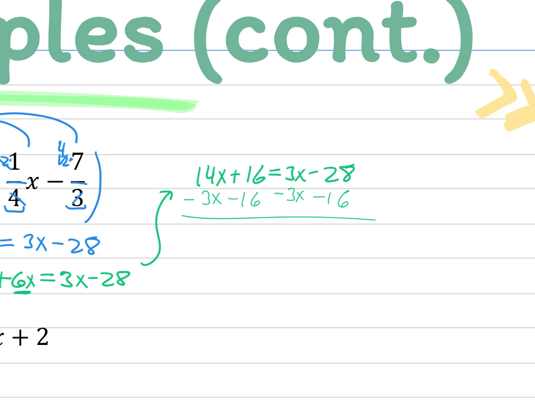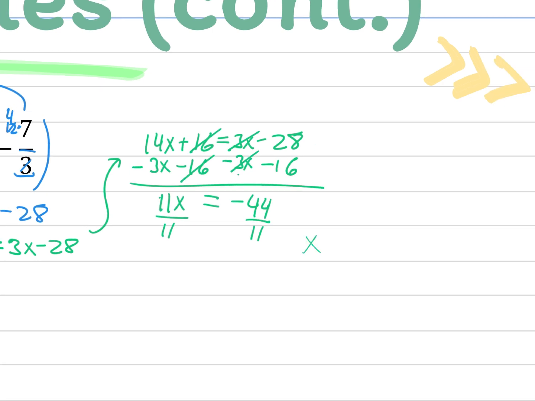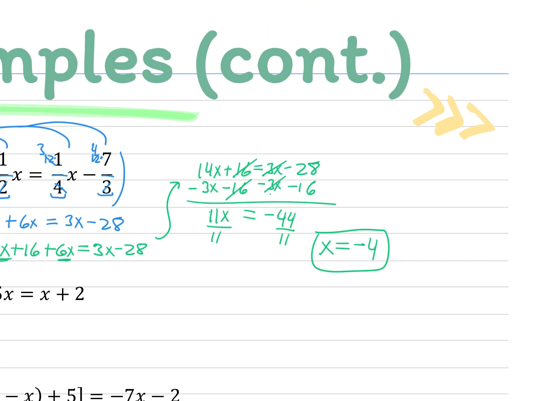All right, 14x minus 3x is going to get you 11x. 16 minus 16 cancels. 3x minus 3x cancels. And negative 28 minus 16 is going to get you a negative 44. And I can divide both sides by 11. And so I get x equals negative 44 divided by 11, which is negative 4. And so we get that as our final answer.